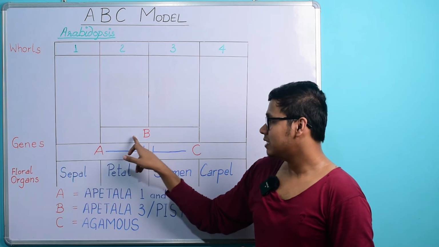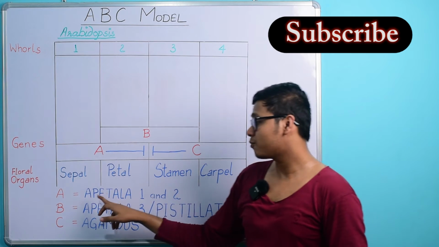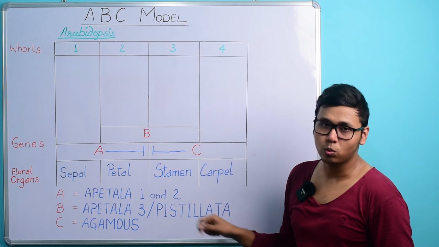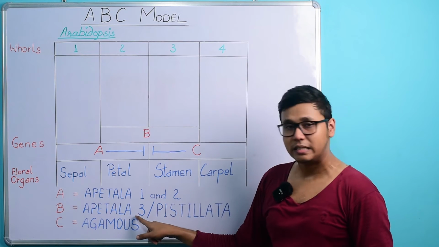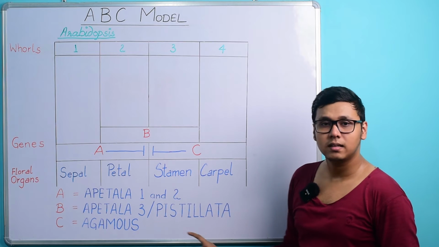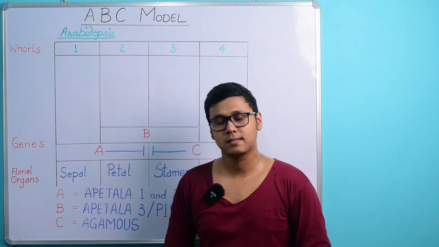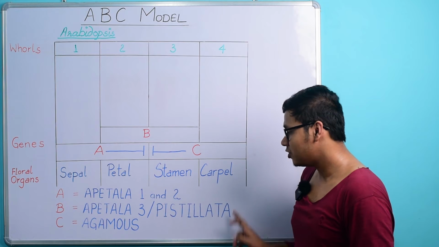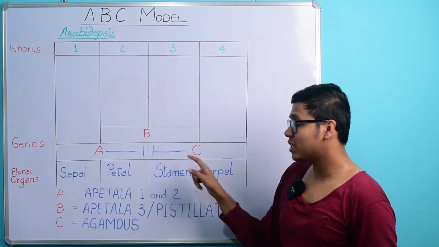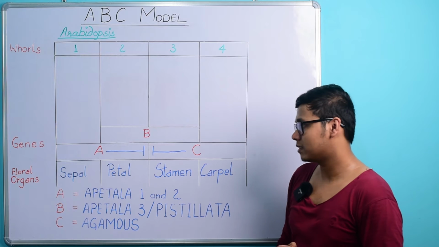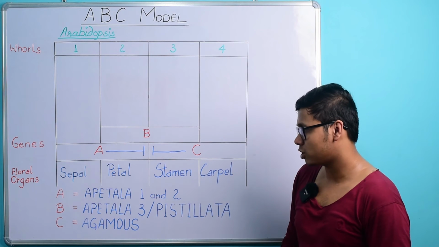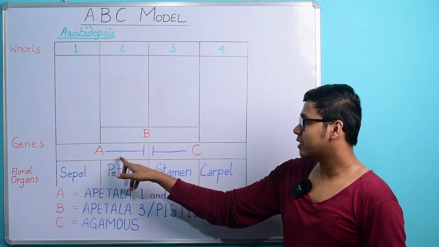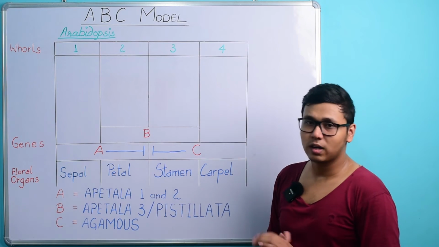Now these genes, we are fortunate that we have names for them as well. Gene A is Apetala 1 and 2, gene B is Apetala 3 and Pistillata, and gene C is Agamous, right? So what you have to remember now is the names of these genes and the position at which they are placed in the plant, and for which organ they are responsible. So that was the basic concept of the ABC model, that 3 homeotic genes identify the 4 organs of the flower in the 4 whorls.